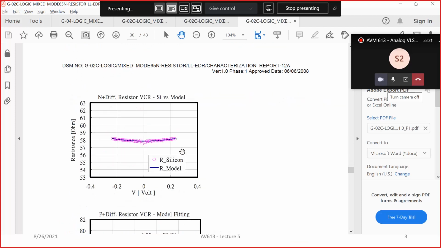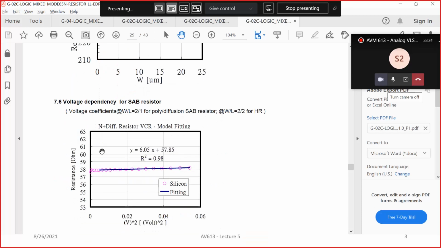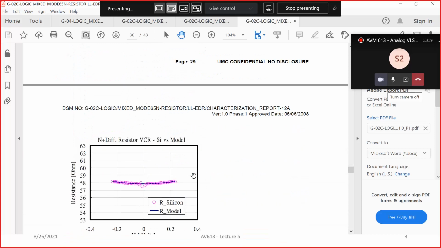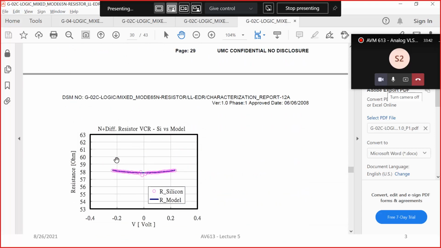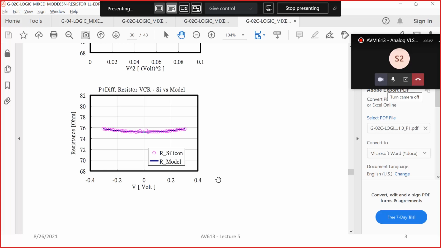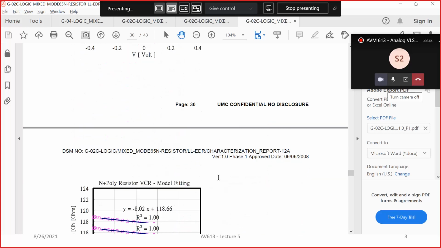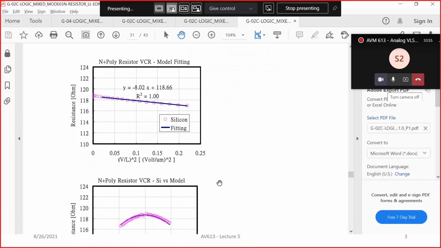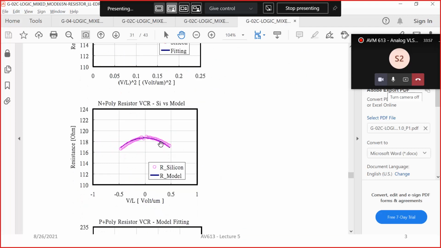Yeah, voltage dependence. So this is a sinusoidal resistor. You can see that this one has a very minimal dependence on voltage. Now voltage coefficients are given here, and you can see that the diffusion resistor has a little more variation in terms of voltage. So there are resistors which have more variation with respect to voltage and some which are more constant across voltage. You can see that this has even more spread and so on.